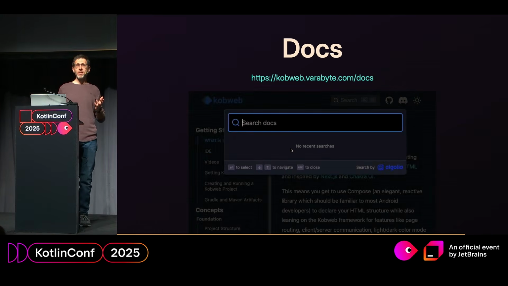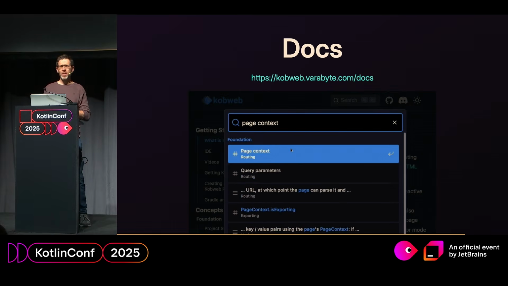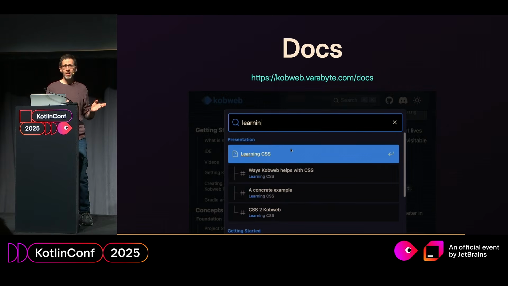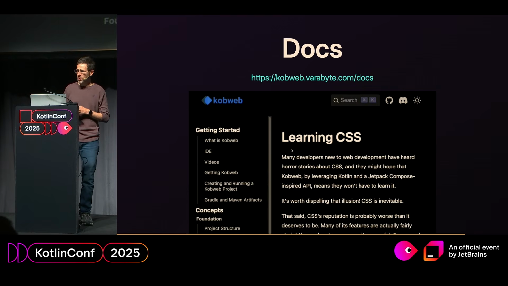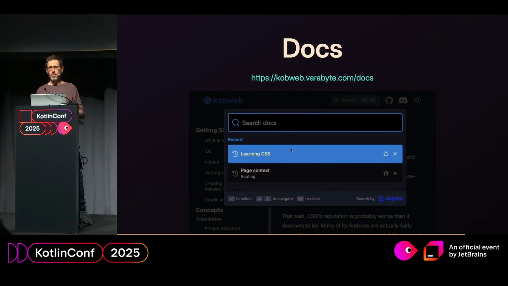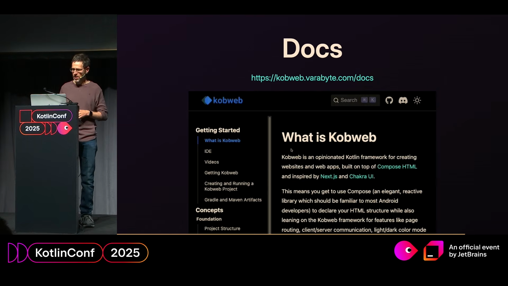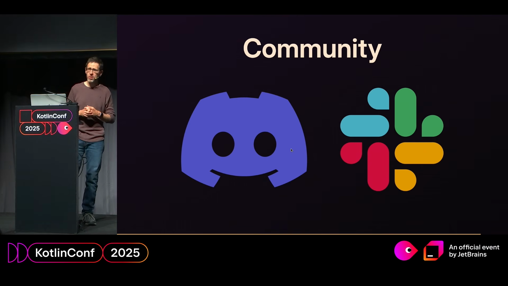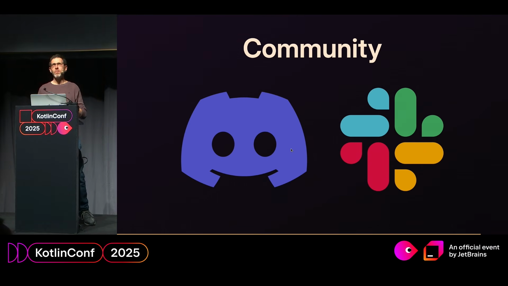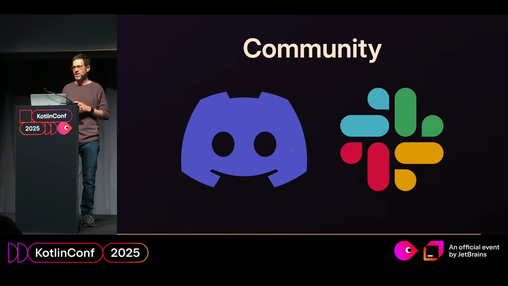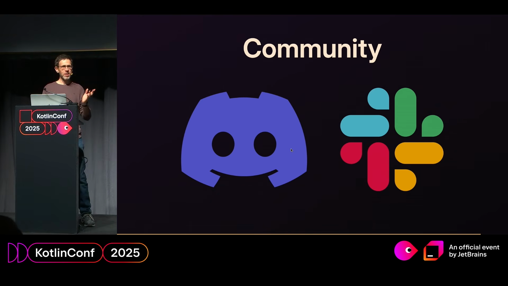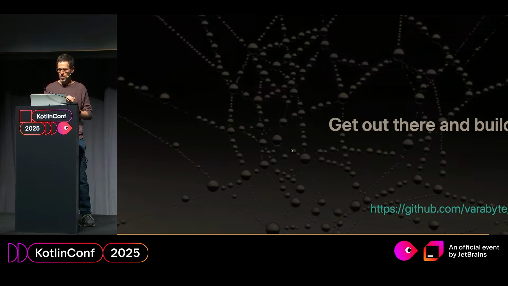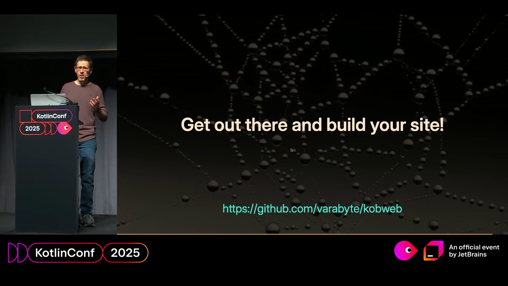But we do have a docs site. If you search Google for Kobweb docs, I'm pretty sure it shows up. This doc site has all the information we talked about today and more. And also, the doc site is written in Kobweb, so you can look at the source code and learn from it that way as well. We have an active community. We have a Discord server. We have a Kobweb channel on the Kotlin Slack. And if you decide to try out Kobweb and you have some questions, please visit us, and we'll help you if we can.